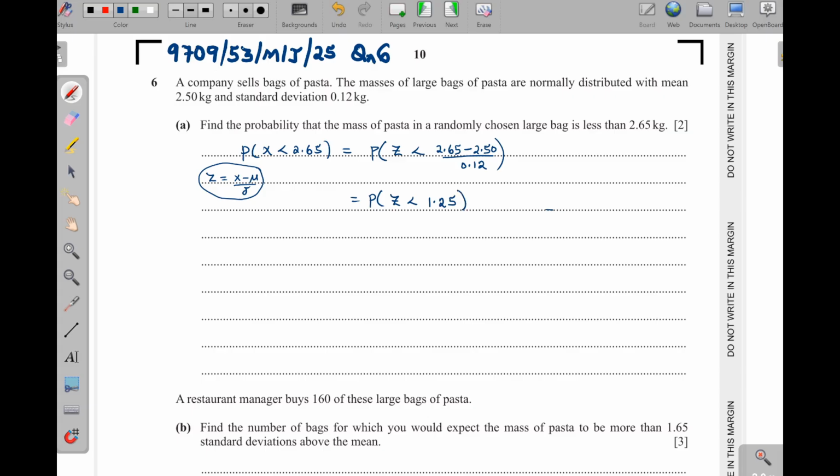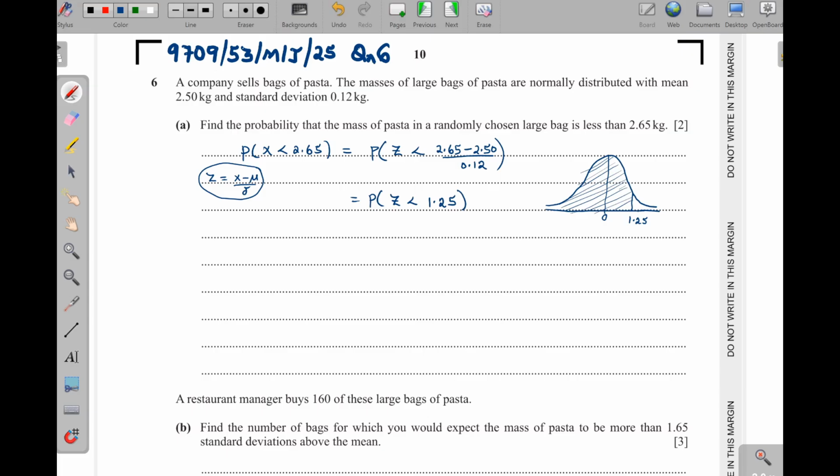1.25. So when I sketch the normal distribution curve, this one is a positive value, so it is on the right of the mean. And the mean of a standardized normal distribution is always what? 0. Now here, we are having all of this one here. That is the probability. That is the region.